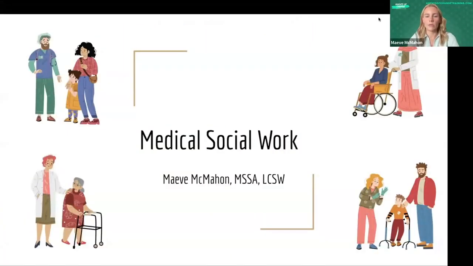Okay, so today we're going to be talking about medical social work. For background, I am a medical social worker myself. I'm actually coming off of an overnight shift from last night, so I definitely feel fresh off of a shift where I experienced some helpful things that we can talk about today, and it's fresh in my mind.